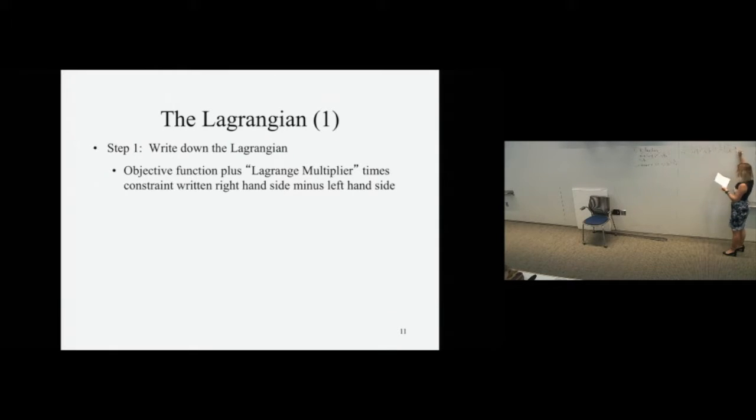There's other ways to do this. If you watched the video, you might have done this another way. This is the way we're teaching you today. If you're comfortable with another way of setting that up, have at it. But in this class, we're generally going to say right-hand side minus left-hand side. So that's our Lagrangian, step one.